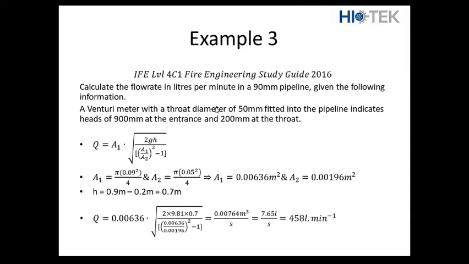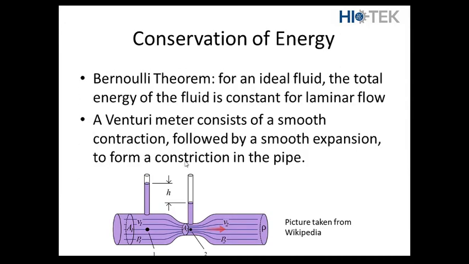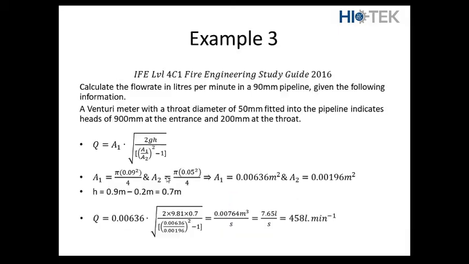So let's look at another IFE example from 2016. This comes from the study guide. It says, calculate the flow rate in liters per minute in a 90 millimeter pipeline given the following information. A Venturi meter with a throat diameter of 50 millimeters, so that's D2 we're talking about, the smaller one, is fitted into a pipeline and indicates heads of 900 millimeters at entrance and 200 millimeters at the throat. So what they're saying there, go back to this drawing, it's 900 millimeters you're seeing there, 200 millimeters you're seeing there. There's the neck, there's the entrance.